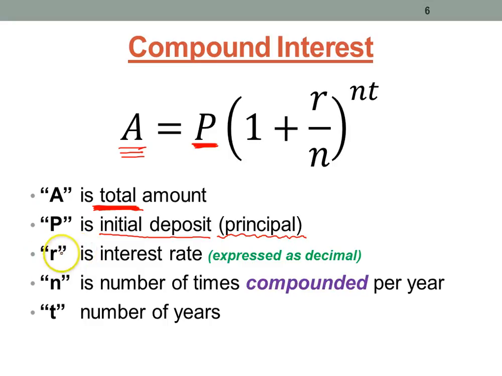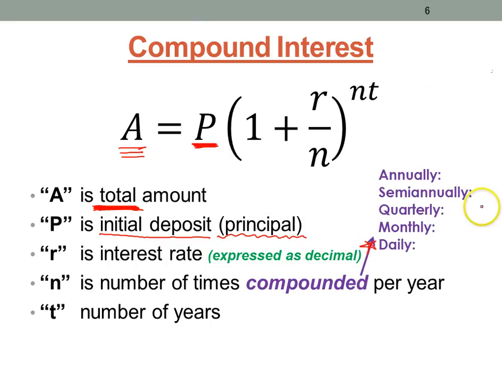R is your interest rate still, doesn't change. And again, as you see here in green, it has to be written as a decimal. N is the number of times that it's compounded, which we'll talk about here in a second. T, still time. Now, this N is new. The number of times it's compounded, you're going to see compounded in several different ways. Annually, semi-annually, quarterly, monthly, and daily are the most common.